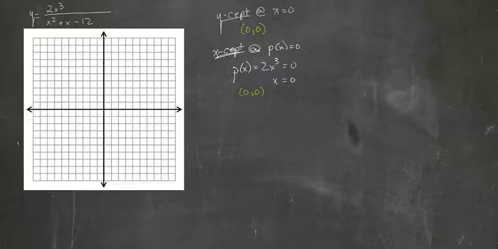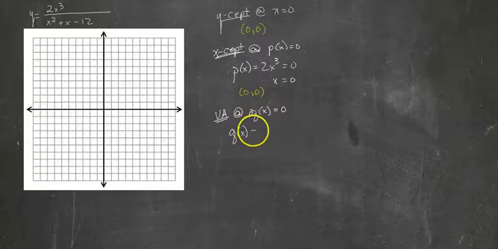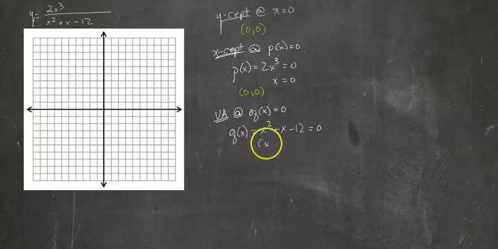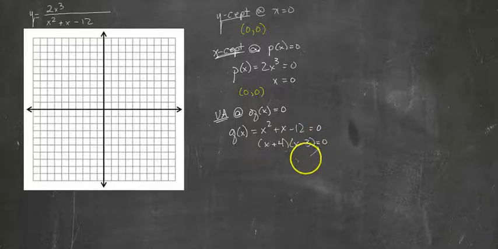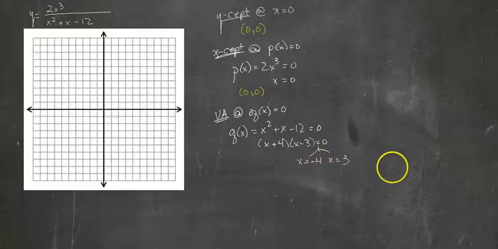So now I want to find some vertical asymptotes, and the vertical asymptotes are at q of x equals 0. It's an undefined denominator. So q of x is x squared plus x minus 12 equals 0. So x plus 4 times x minus 3 equals 0. So I'm looking at x equals negative 4 and x equals positive 3. So my asymptotes are the lines x equals negative 4 and x equals 3.